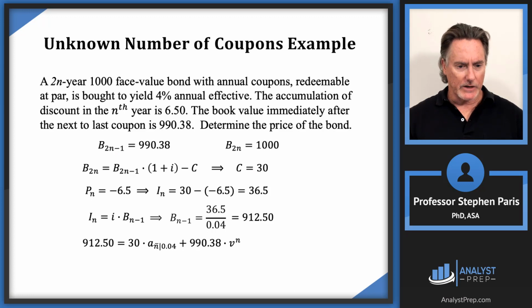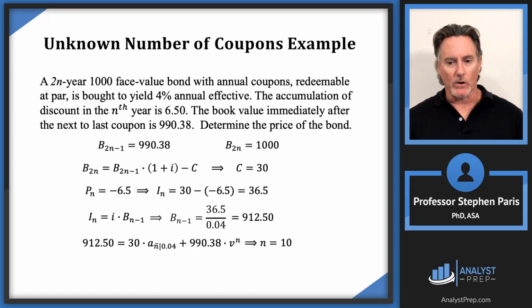Again, I'm thinking of the 912.50. That's the book value at time n minus 1. That's the present value. That's the earlier time value. And the 990.38 is the future value. The 30 is also a payment. And so this is a compute n problem using your time value of money buttons on your calculator, and you'll get n equals 10, just like we did before.